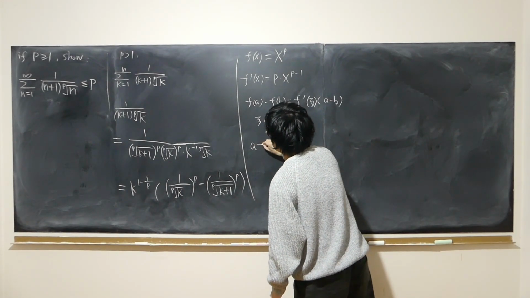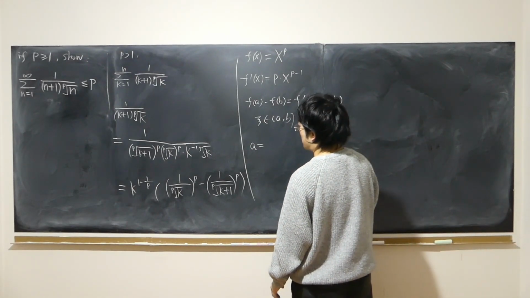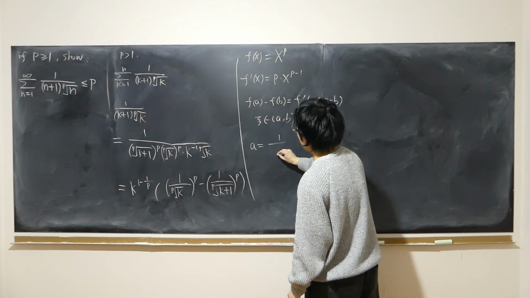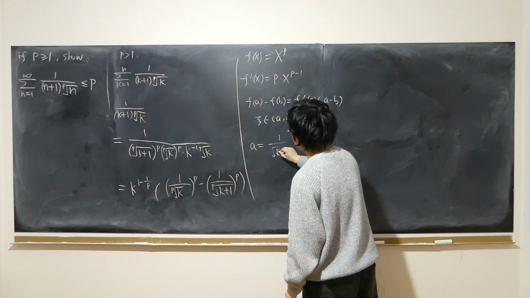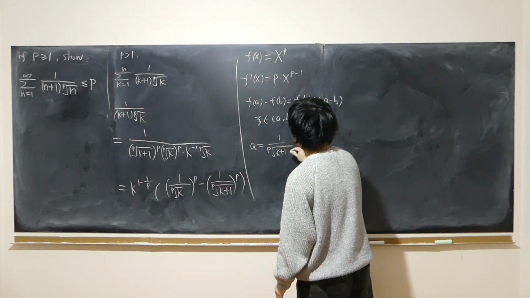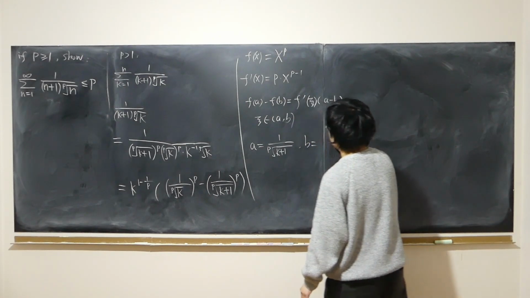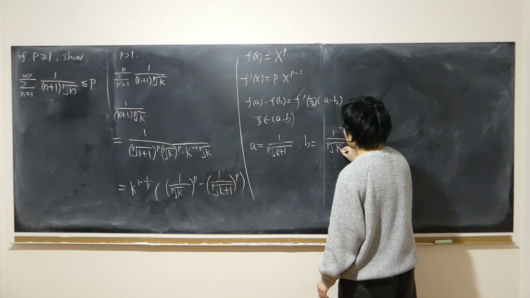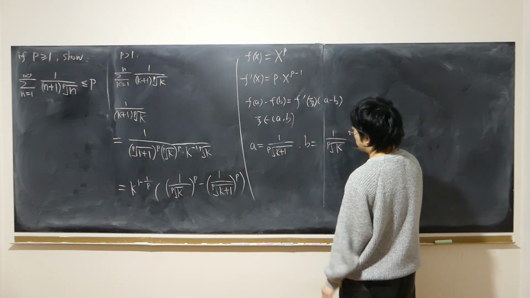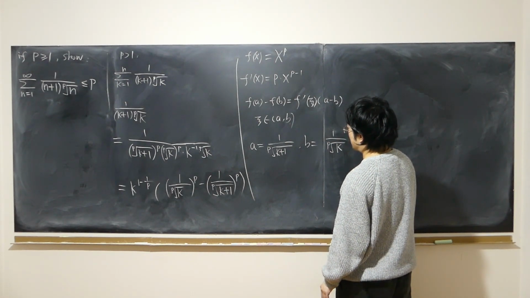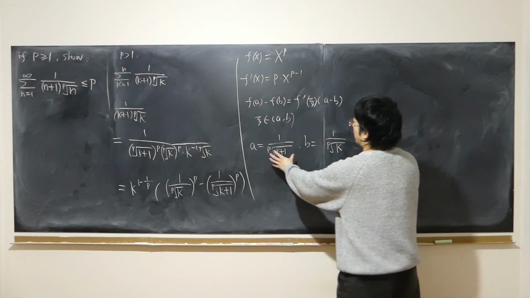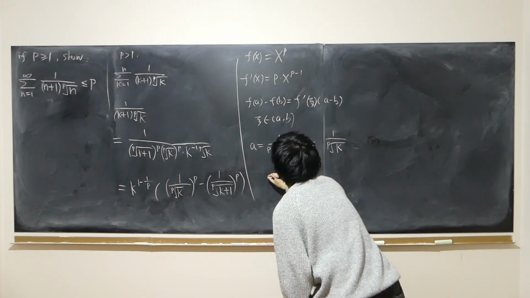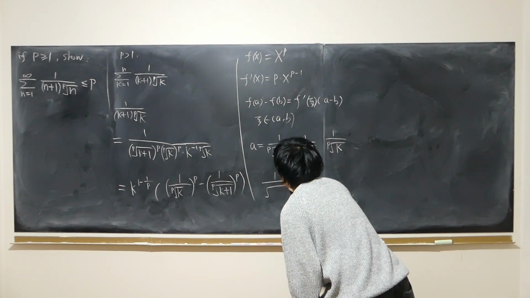So I'm going to choose a equal to one over the pth root of k plus 1. Right, I'm going to choose b equal to 1 over the pth root of just k. So therefore a is smaller than b, indeed. All right, so to write this down, I have f of a. I'm going to plug this into here, right? So I have 1 over the pth root of k plus 1.